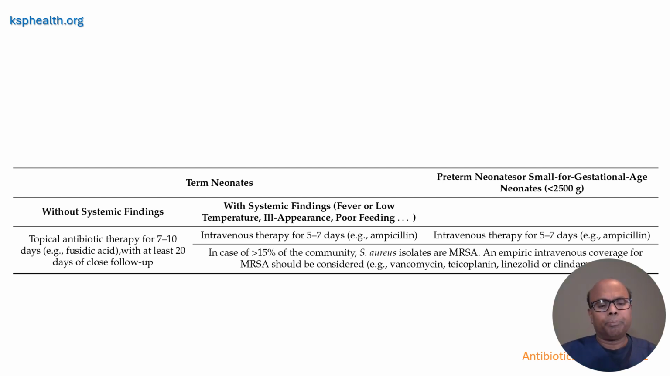How do you treat? In the absence of systemic findings, or if the lesions involve less than 2% of the body surface, a topical antibiotic like mupirocin or fusidic acid can help to resolve the impetigo. But in the presence of systemic findings, or if the involvement is more than 2%, it's recommended to give systemic antibiotic therapy. That could be oral or intravenous.